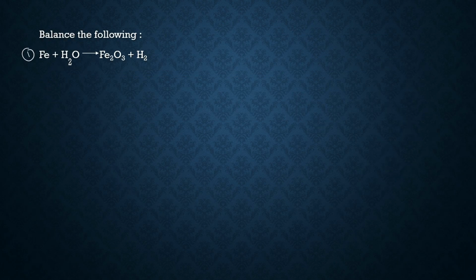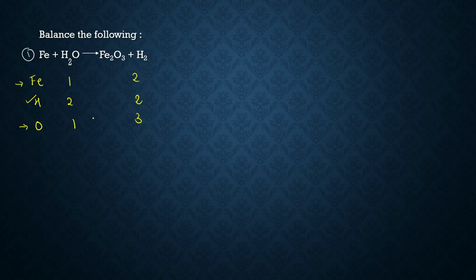Next, let's solve some more questions on balancing. You can balance by the same method. First you will list down all the elements: iron, hydrogen and oxygen. And then you will write the number on the reactant side and on the product side also. Now we need to balance. Here hydrogen is balanced. So first you can go for iron or oxygen, whichever you want.